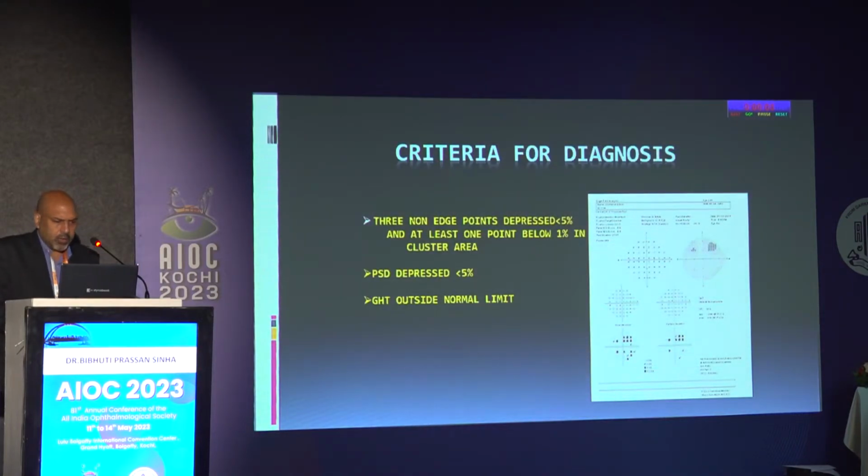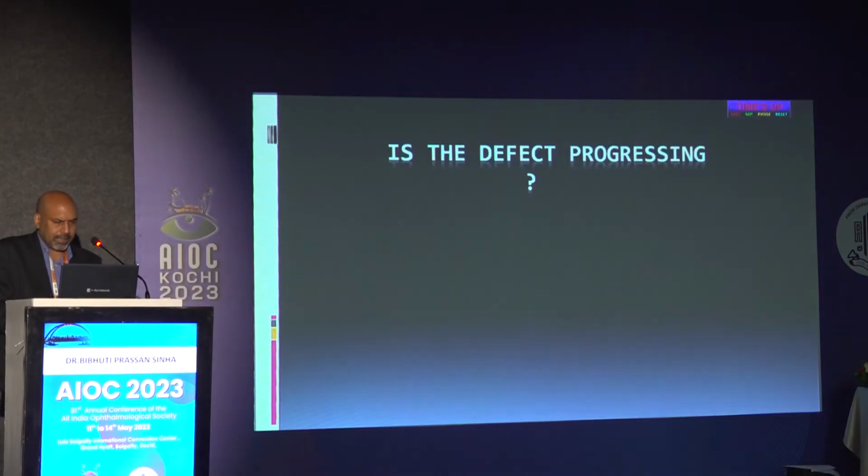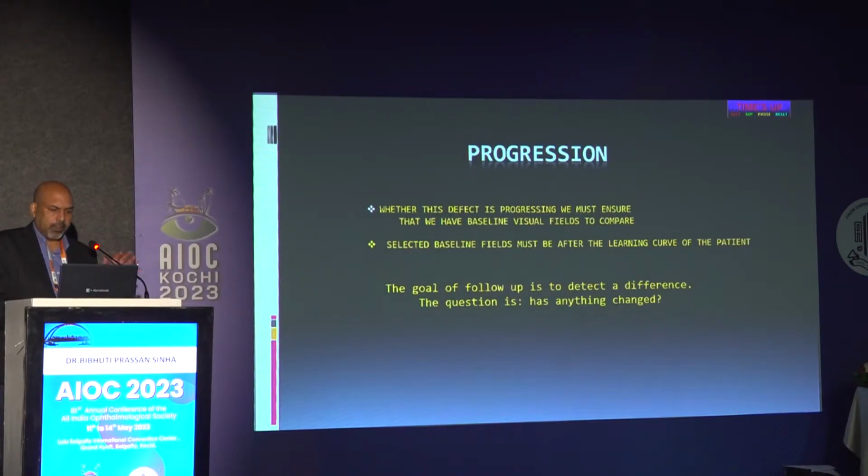Now the criteria of diagnosis: 3 non-edge points present depressed to more than 5% and at least 1 point by less than 0.5%, 1% in the cluster area, PSD depressed by 5% and GHT outside normal limits. So one has to remember whether the field is asymmetrical or not, whether the cluster of the defects is present outside the border. So the peripheral areas have to be discarded in cases of 30-2, but in 24-2 one can consider that. Then one has to remember whether the defect is progressing or not, and the progression is what?